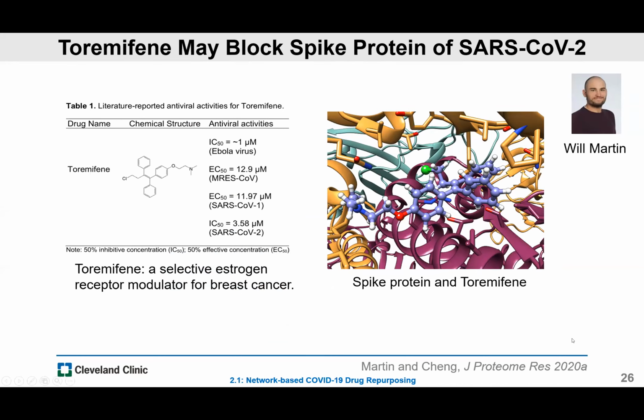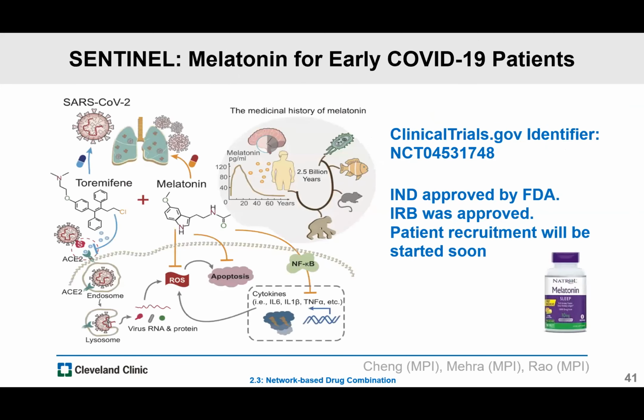The postdoc from my lab also used a competition simulation approach. She showed that tamoxifen may potentially block the spike protein interaction with ACE2. This provides a potential mechanism for why the breast cancer drug tamoxifen has an antiviral effect against SARS-CoV-2.